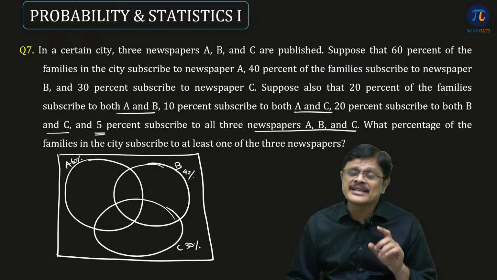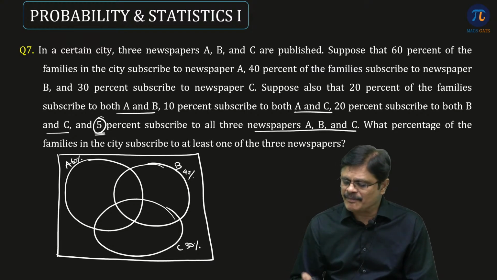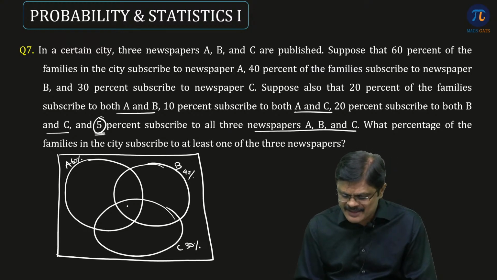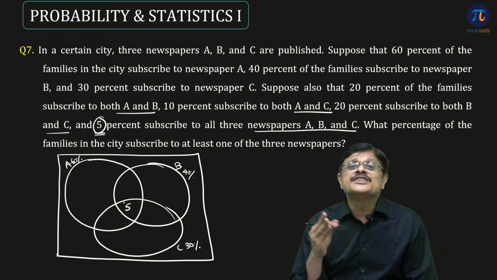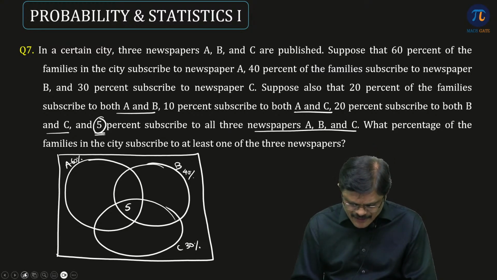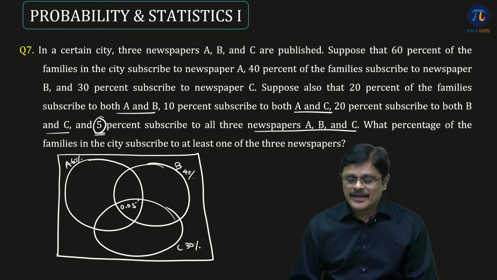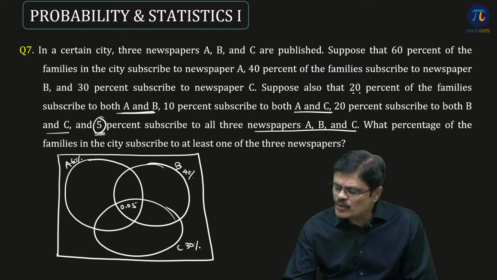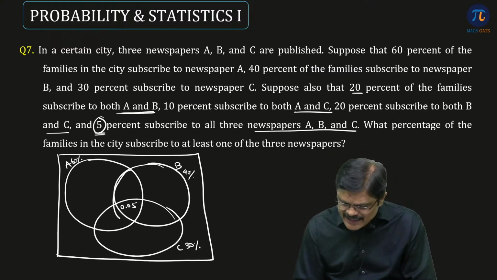And for filling this Venn diagram, what is important is all the 3. How many subscribe to all the 3 newspapers? 5%. So this is 5%. I am writing in percentages, sir. 5% means how much, sir? 0.05. If you want, you can write like that also. You can just write this as 0.05. Directly it is in probability. Now A and B, 20%. 20% means 0.2. But A and B means this entire portion.